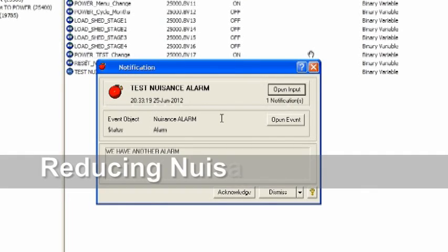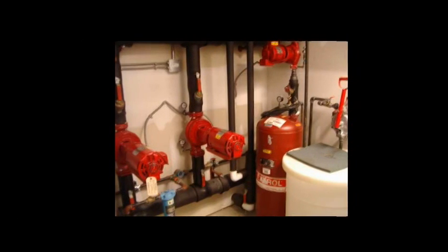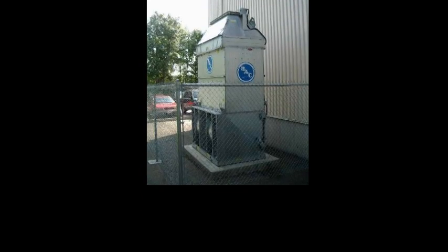Reduce nuisance alarms. This will improve productivity. Alarming and monitoring of critical equipment will then be the focus. Also consider remote alarming capabilities to emails and cell phones.